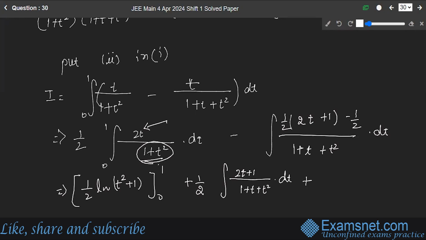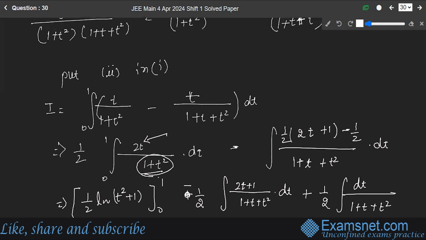Minus minus, it will be plus. Sorry, there was a minus over here. So this minus into this minus is equal to plus 1 by 2 outside. This is dt upon 1 plus t square. Hope you're clear till here.